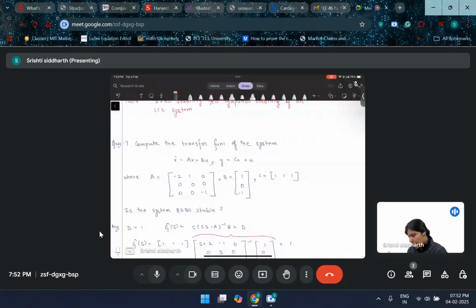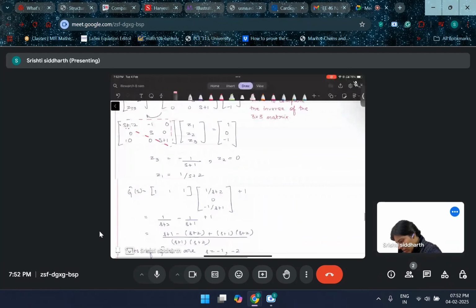And then finally, we talked about the minimal polynomial of the matrix A, which we found out for a 3 by 3 matrix in the last question.